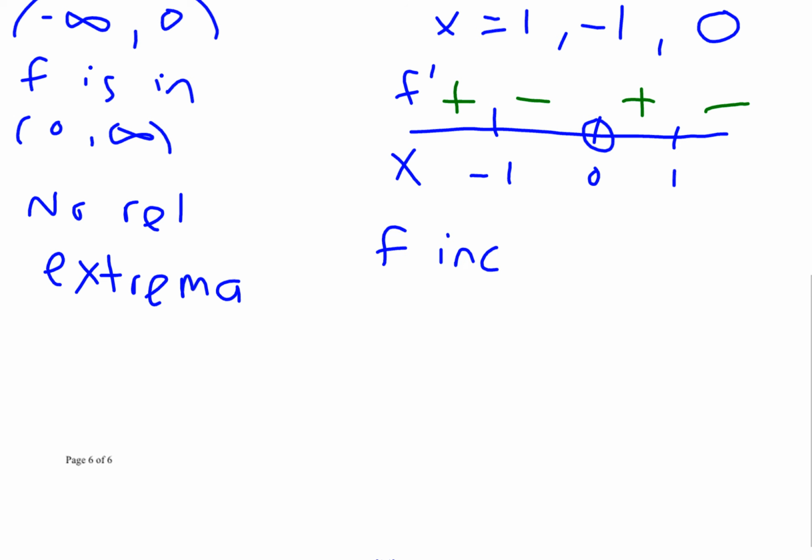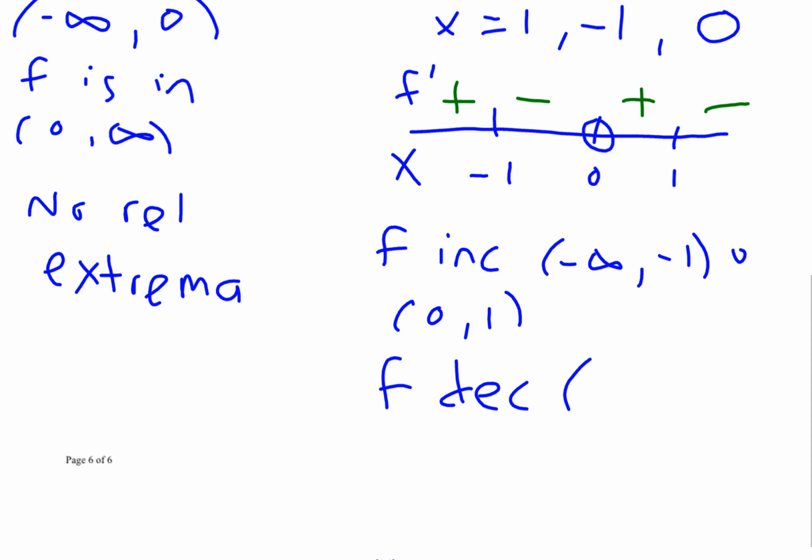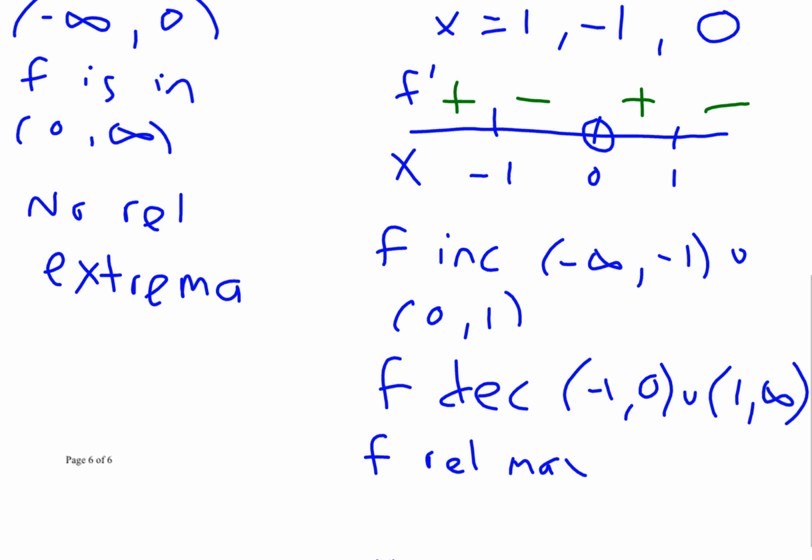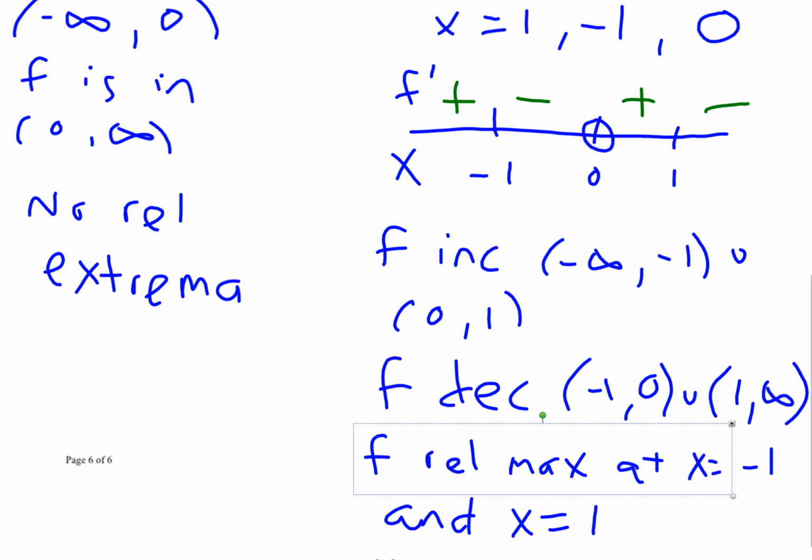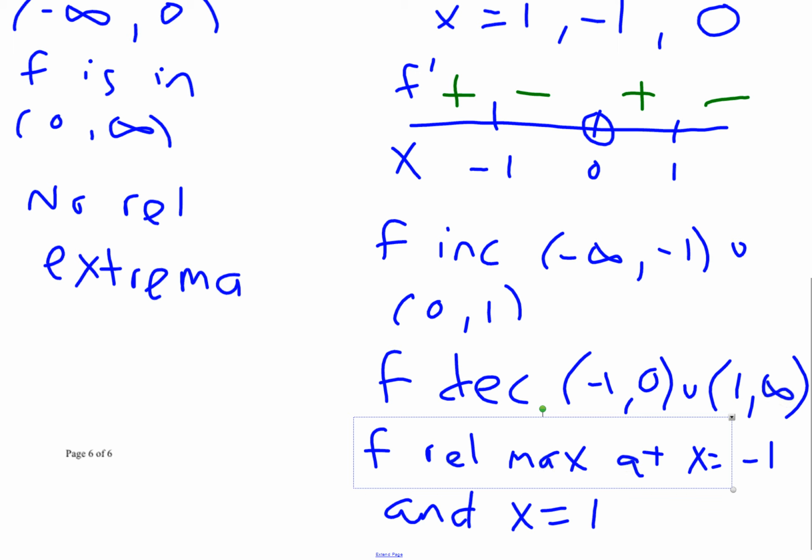F is increasing on the intervals from negative infinity all the way to negative 1, and also from 0 to 1. F is decreasing from negative 1 to 0, and also from 1 to infinity. F has a relative max at x equals negative 1 and x equals 1. And the reason why is because f prime changes from positive to negative there, and there are no relative mins. Okay, so that concludes section 3.3.